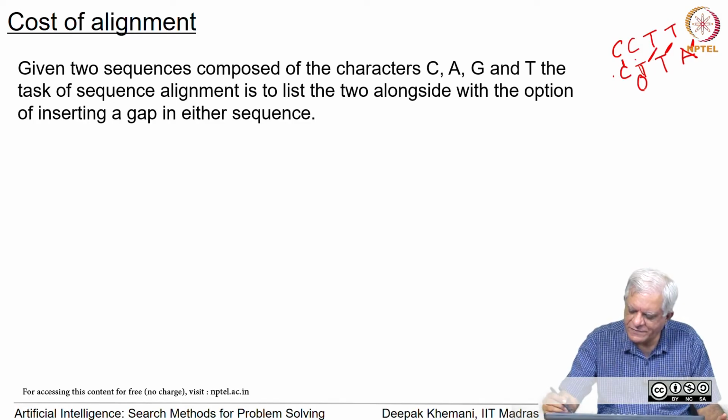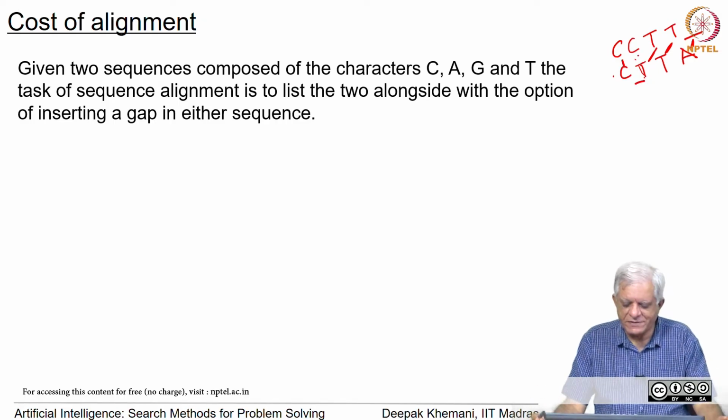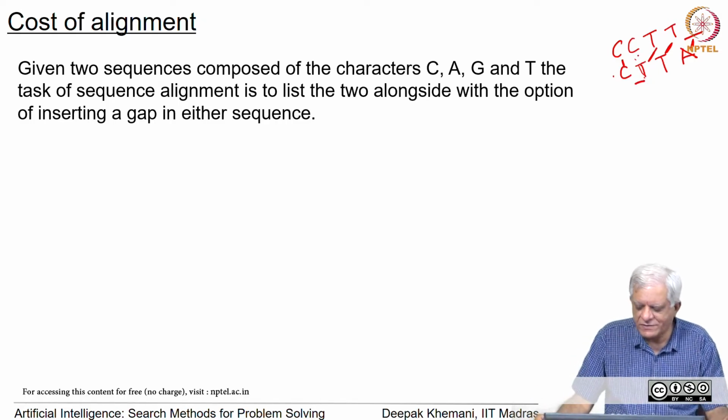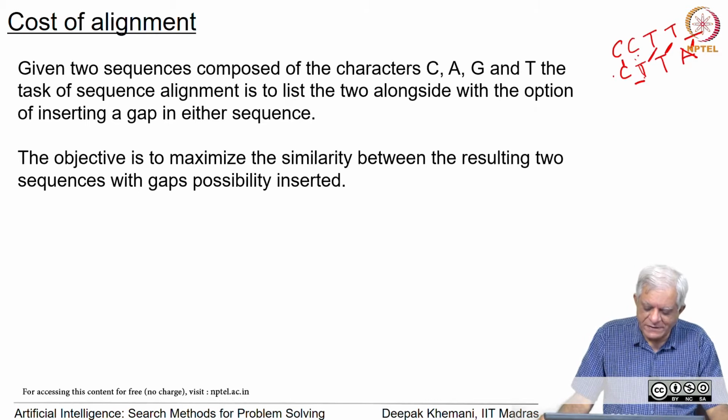So, we may want to insert gaps. We will denote gaps by underscores here. We can insert a gap here and insert a gap here. It might give us a better alignment. So, that is the idea of alignment, where you may insert gaps. Obviously, you can see that the number of possibilities will now rapidly grow. The objective is to maximize the similarity between the two sequences with gaps possibly inserted, as we have just seen in this example.